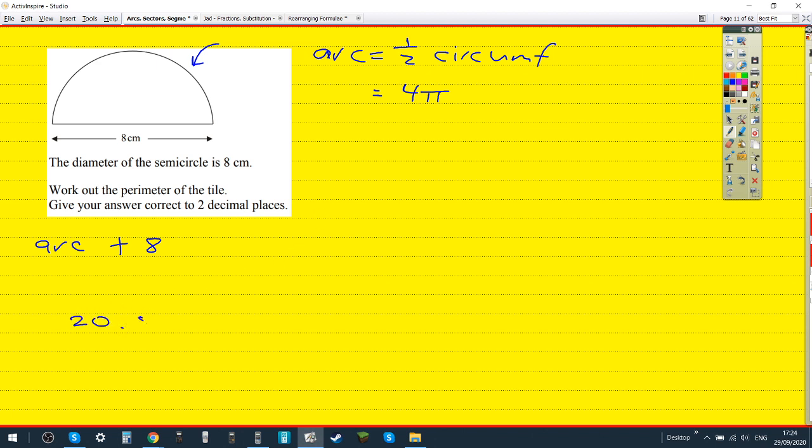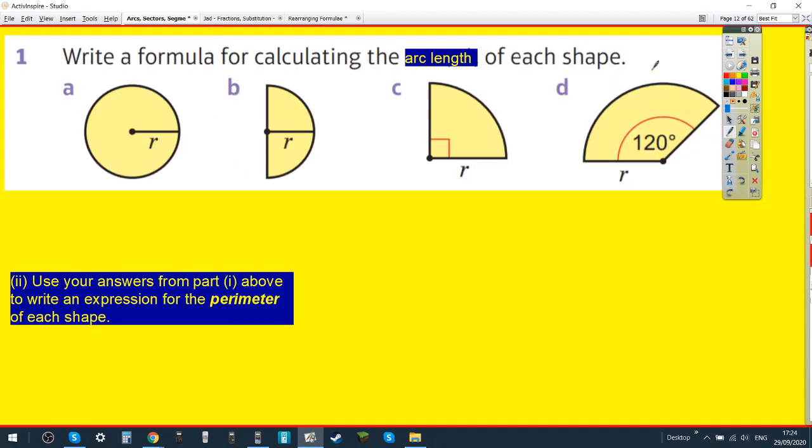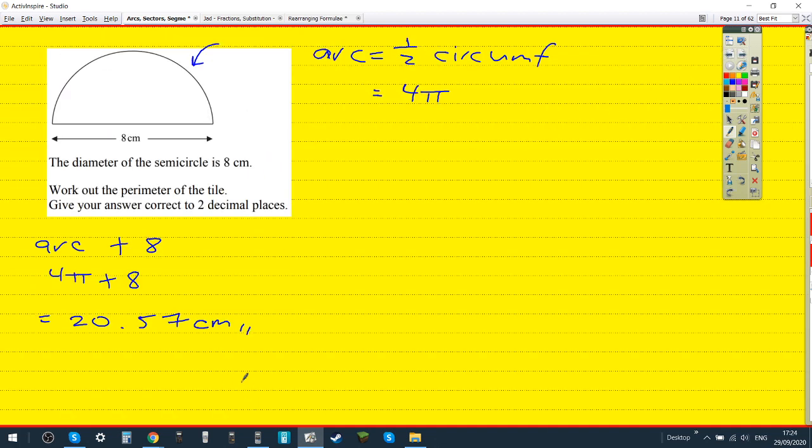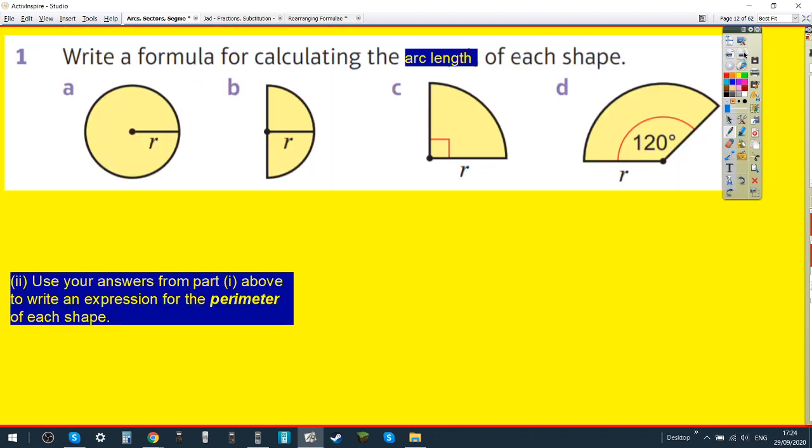20.57 centimeters, and that's 4 pi plus 8. It looks correct to me. Yeah, so if they wanted it in terms of pi, it'd be 4 pi plus 8. In terms of 2 decimal places, 20.57. Great. So the arc length, it's half a circle, so half the circumference plus the extra side. Well done. Okay, how about this one?